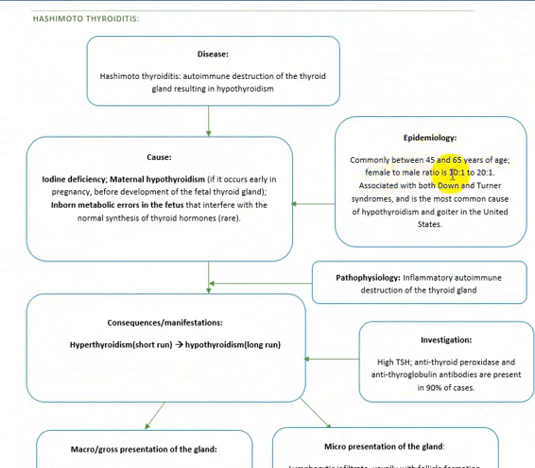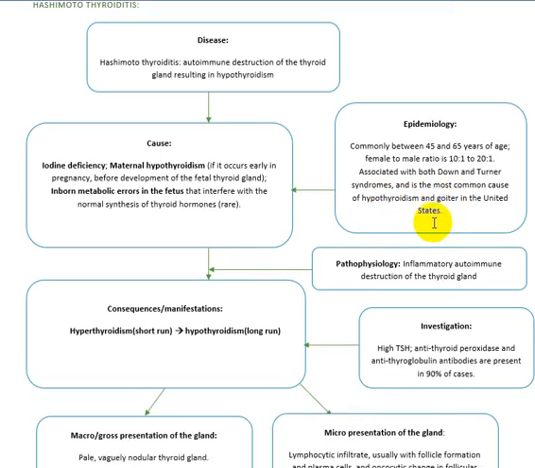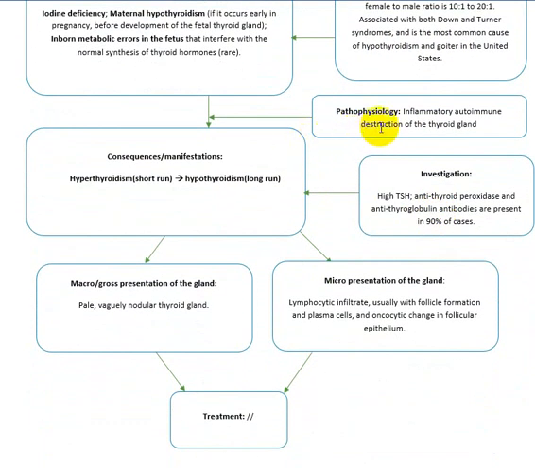The female to male ratio is 10:1 to even 20:1, meaning 10 to 20 females for every male with the disease. It is associated with both Down and Turner syndrome, and is the most common cause of hypothyroidism and goiter in the United States. So Hashimoto thyroiditis is the most common cause of hypothyroidism and goiter in the United States. Pathophysiology: inflammatory immune disorder and destruction of the thyroid gland.